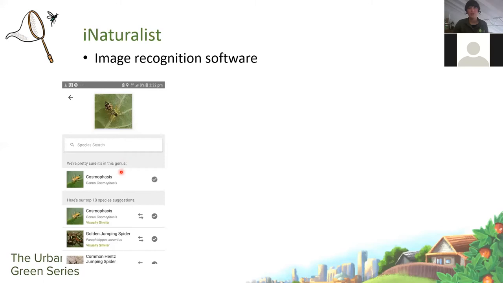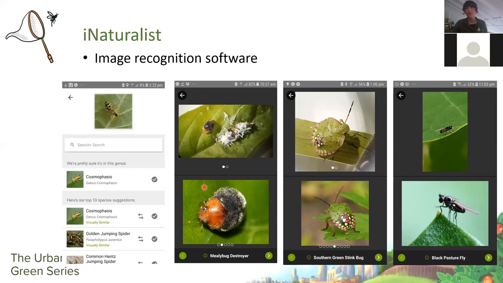And sometimes you'll actually get the top recommendation being the exact species you uploaded a photo of. And here's some examples of where that's happened with my photos. These are the photos I've uploaded, and this is the recommendations by iNaturalist. You can see it got the mealybug destroyer, got the southern green stink bug, both pretty common species, which is why it does so well. It's had a lot of photos already uploaded that trains the software. But it even got this little obscure leaf miner fly, which there's like six people in Australia who like to study leaf miner flies. So sometimes it surprises you with how well it does.